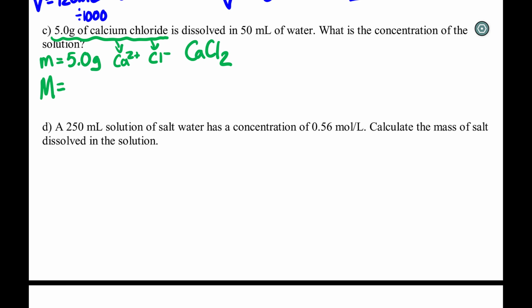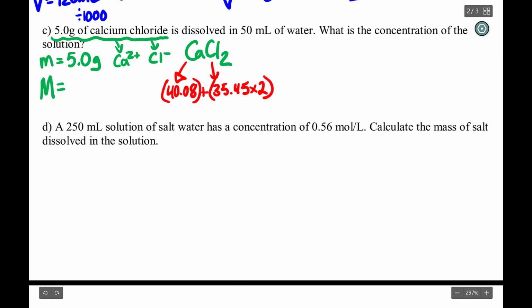Now, in order to figure out the molar mass of calcium chloride, I have to look up their masses on the periodic table. So for instance, calcium, a group 2 metal, has a mass of 40.08 grams per mole, and chlorine has a mass of 35.45 grams per mole, but I've got 2 of them. So I add the mass of calcium to the mass of 2 chlorines, which gives me a total molar mass of 110.98 grams per mole.